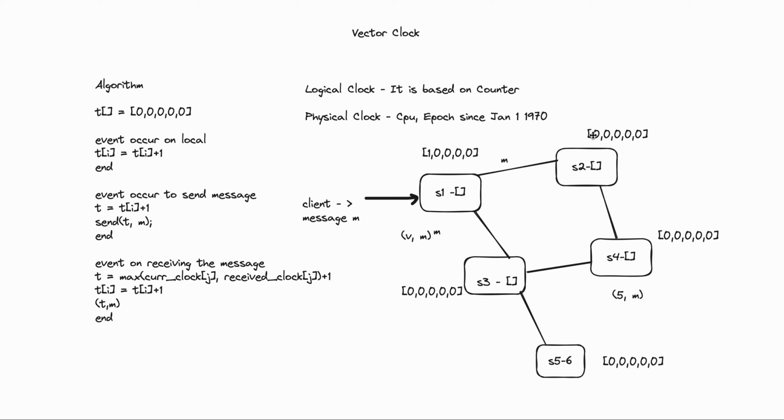Now it sends a message. Here it will receive the message. It does the same as we did in the Lamport clock. It will increment the received one, and also it will increment the current one. Then it sends a message to this one. It will increment this one and send it. When it receives, it will update all the relevant vector counters.